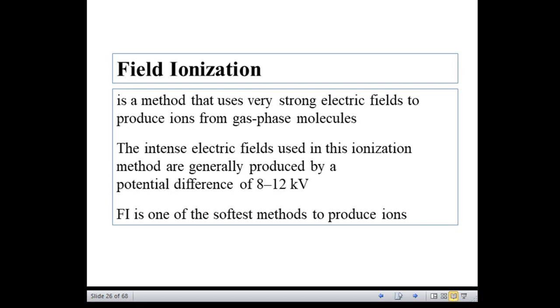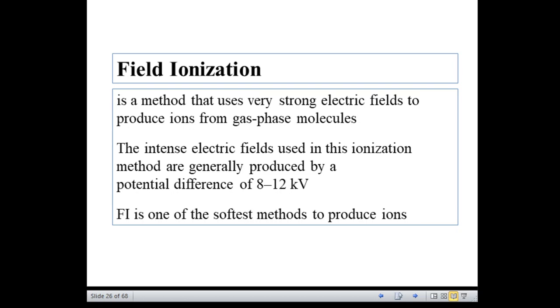The sample molecules in the gas phase approach the surface of the emitter that is held at high positive potential, and if the electric field at the surface is sufficiently intense, that is if the strength reaches about 10 to the power of 7 to 10 to the power of 8 volt per centimeter, one of the electrons from the sample molecule is transferred to the emitter by quantum tunneling, resulting in the formation of a radical cation.